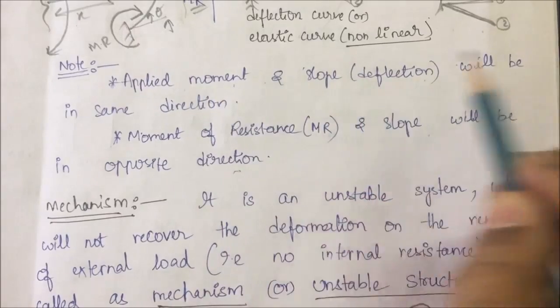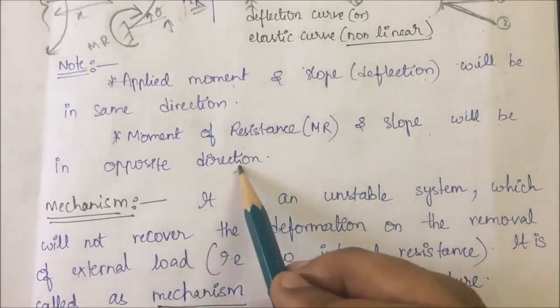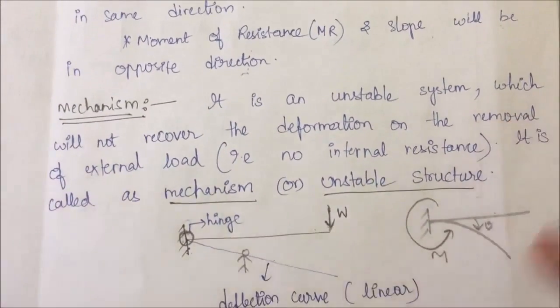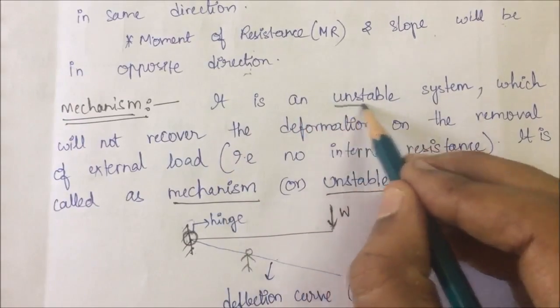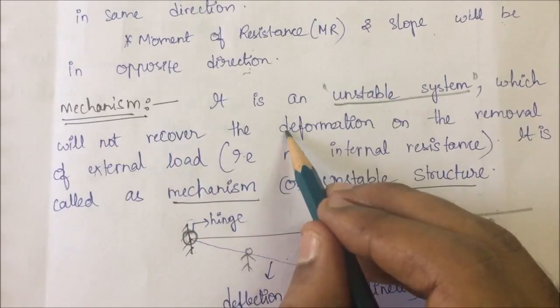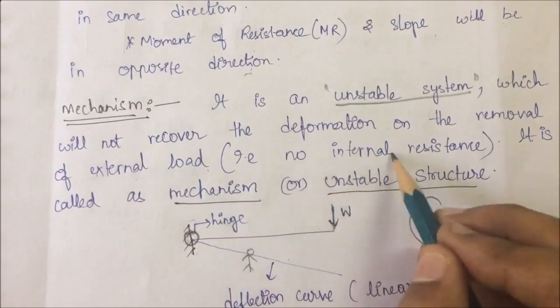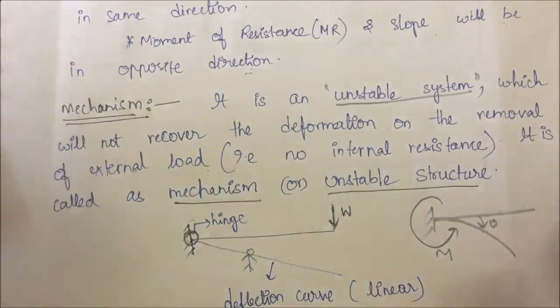Applied moment and slope will be in the same direction. Moment of resistance and slope will be in opposite directions. Now coming to the mechanism definition. I hope it is very clear to you what a mechanism is. It is an unstable system which will not recover from the deformation on the removal of external load, that is, there is no internal resistance. It is called a mechanism or unstable structure. I hope it is clear.